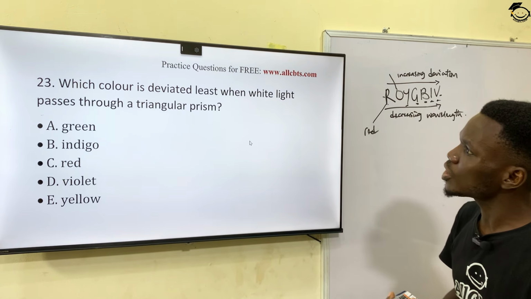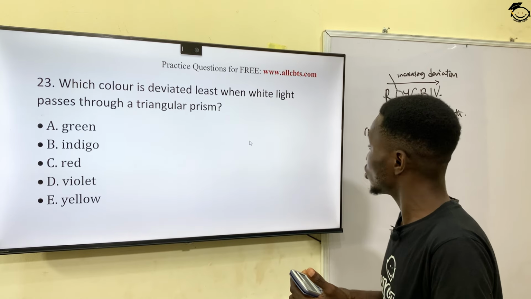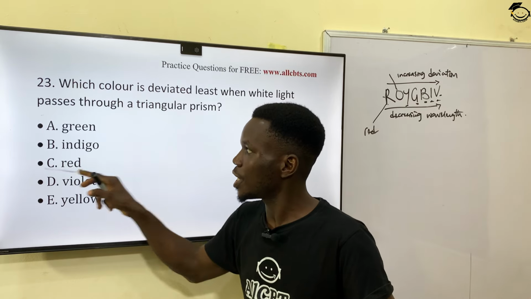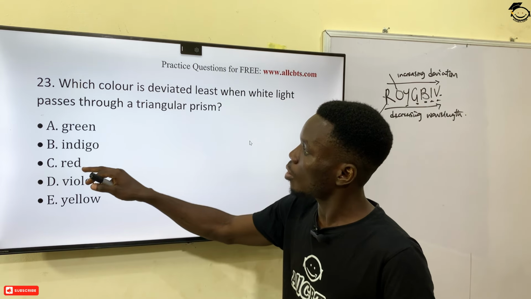So in this question, they say, which of them is least deviated? So the one that is least deviated is the red color, which is option A. So that takes us to, which is option C here.